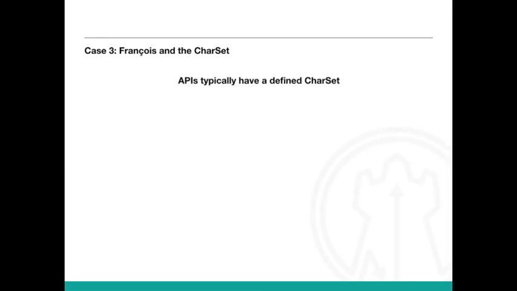So again, an API typically has a defined char set, and they very rarely include every available character under the sun. And that's going to come into play in just a moment. So the organization in question did not have a char set that accounted for what's known as a cedille. That's this little guy at the bottom of the C in Francois.